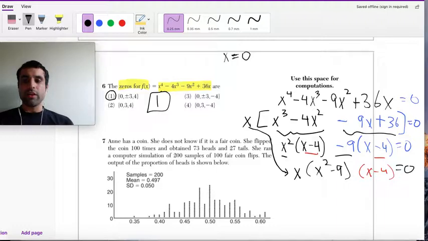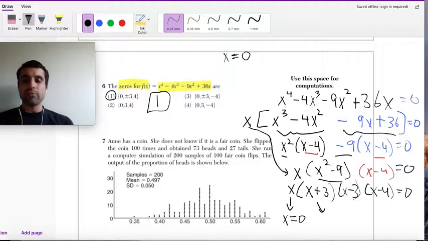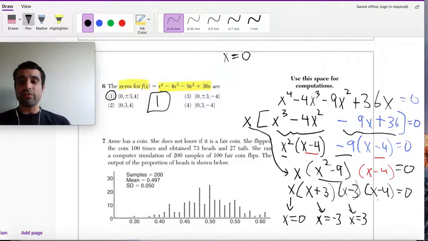So now I could solve either using inverse operations, or I could further factor the difference of squares here. It becomes x plus 3 and x minus 3 and x minus 4 equals 0. So x equals 0. There's nothing left to solve. X plus 3 equals 0 results in x equals negative 3. X minus 3 equals 0 results in x equals positive 3. And x minus 4 equals 0 results in x equals 4.